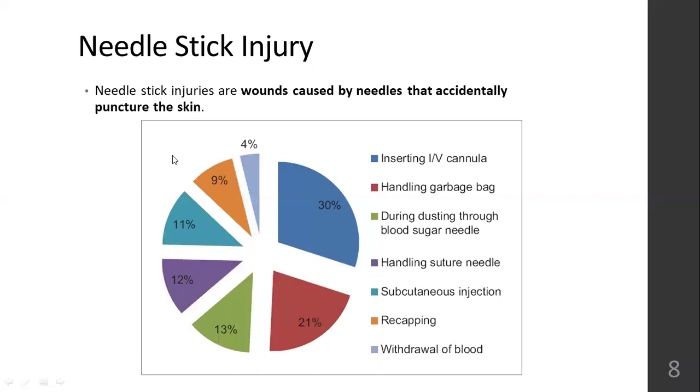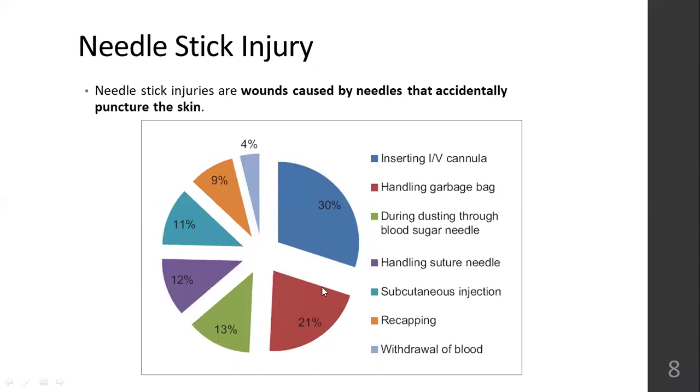So next is needle stick injury, the most common cause of spread of infection among healthcare workers. Needle stick injuries are wounds caused by needles or any sharp that accidentally puncture the skin. You can see in this pie chart, 30% of needle stick injuries, the majority, happen when you insert an IV cannula. So obviously nurses are at the highest risk.